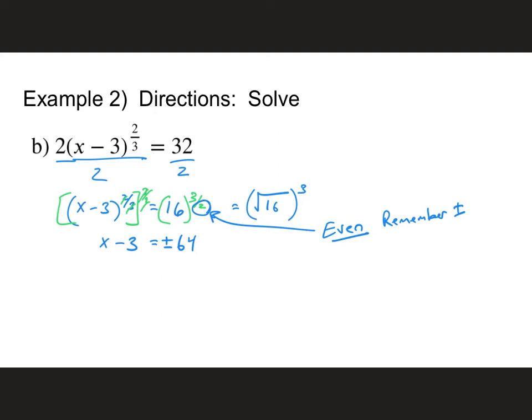We do here. So what does this mean? We continue going on in the problem. We do one with a positive 64, we do the other with a negative 64, and we continue solving. We get x equals 67 and x equals negative 61. Now, trust me again, I'm going to check these.